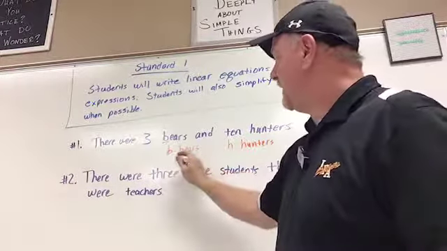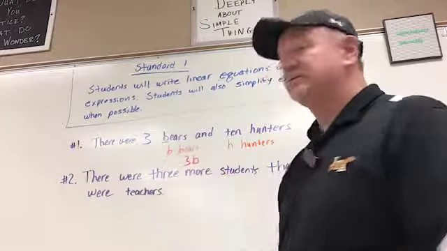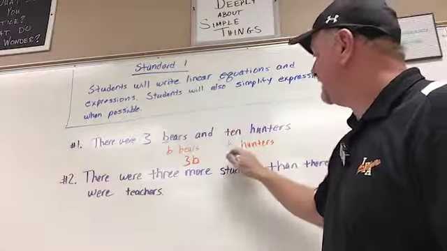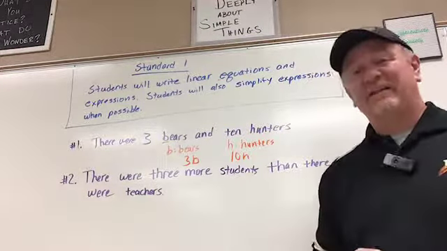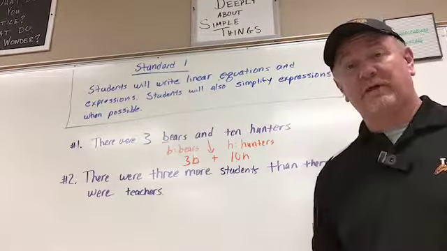Well, how many bears were there? We use B for bears, so we're going to say 3 bears. 3B, 3 bears. 10 hunters, 10H. And if I want to make it a little bit mathematical, we'll throw in a plus sign. There's 3 bears and 10 hunters. The "and" can represent the plus sign in math.